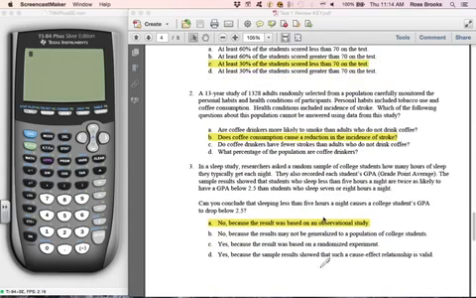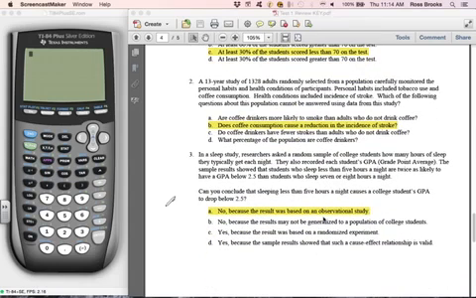Moving down to a third multiple choice example, another observation versus experiment. In a sleep study, researchers asked a random sample of college students how many hours of sleep they typically get each night. They also recorded each student's GPA. The results showed that students who sleep less than 5 hours a night are twice as likely to have a GPA below 2.5 than students who sleep 7 or 8 hours a night. So can we conclude sleeping less than 5 hours a night causes a college student's GPA to drop below 2.5?